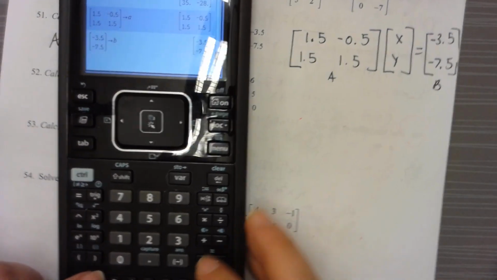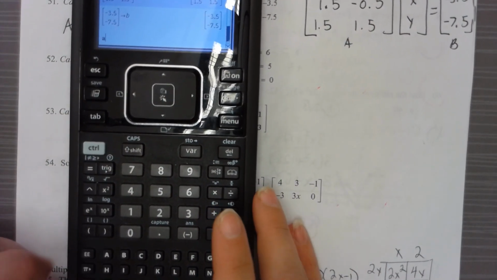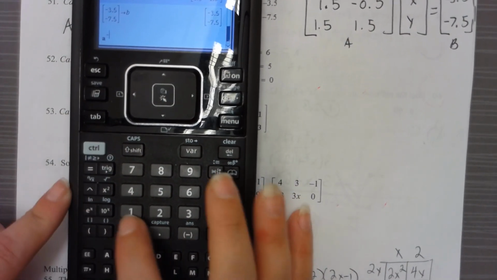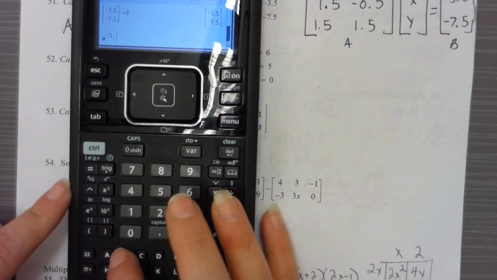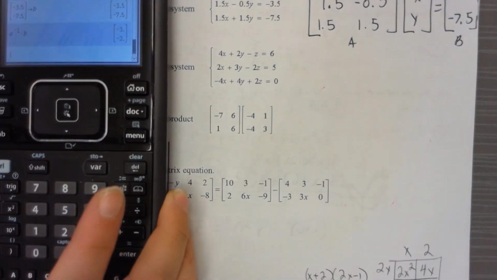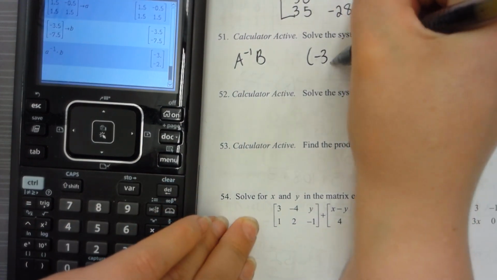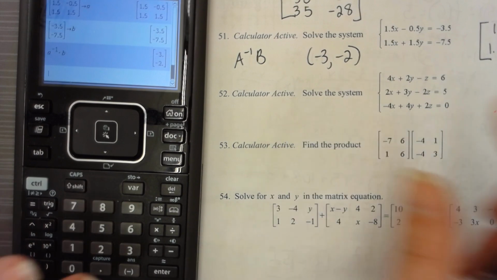So now I'm going to type in A, and then I'm going to the negative first, and then I kind of click over, and I'm doing times B to get my answer. And so this would be the answer, but we want to write that as a coordinate point. So the answer is actually going to be negative 3, comma, negative 2. So your X value is negative 3, and your Y value is negative 2.